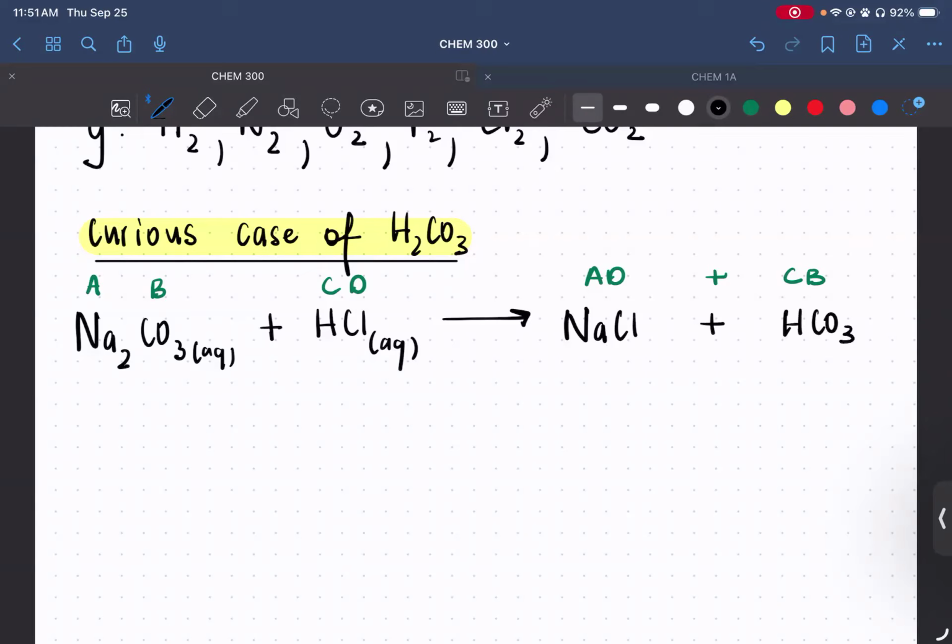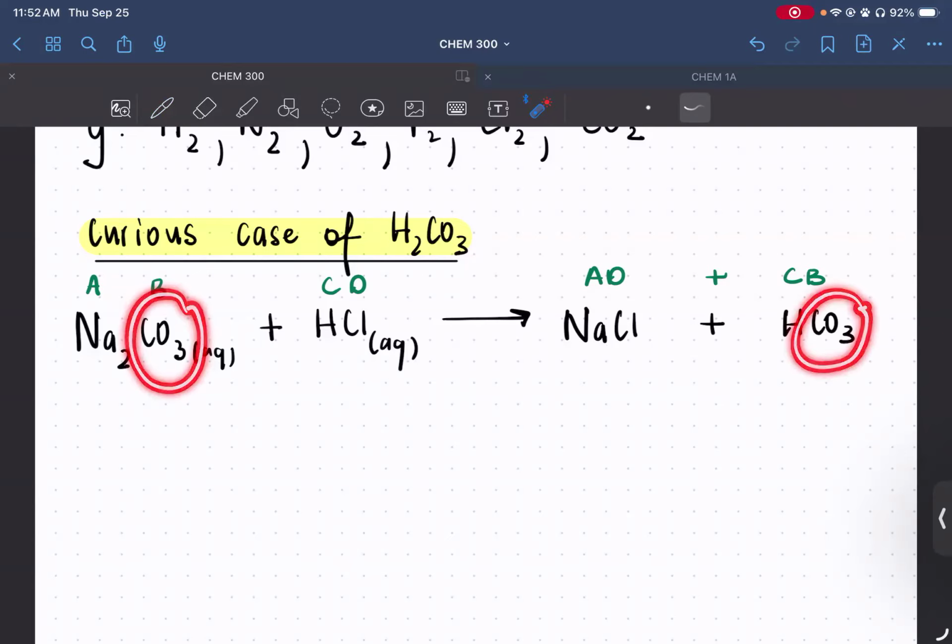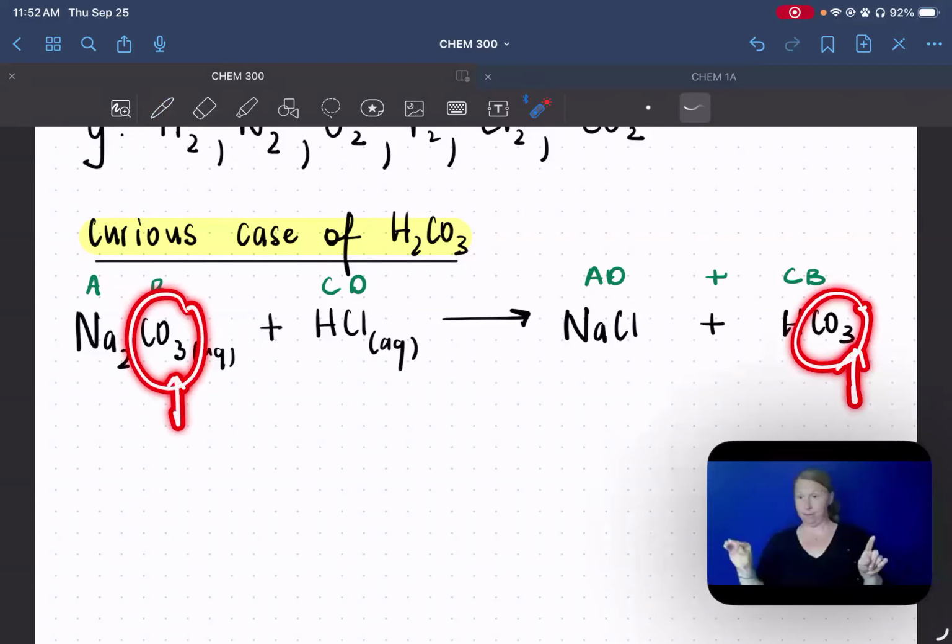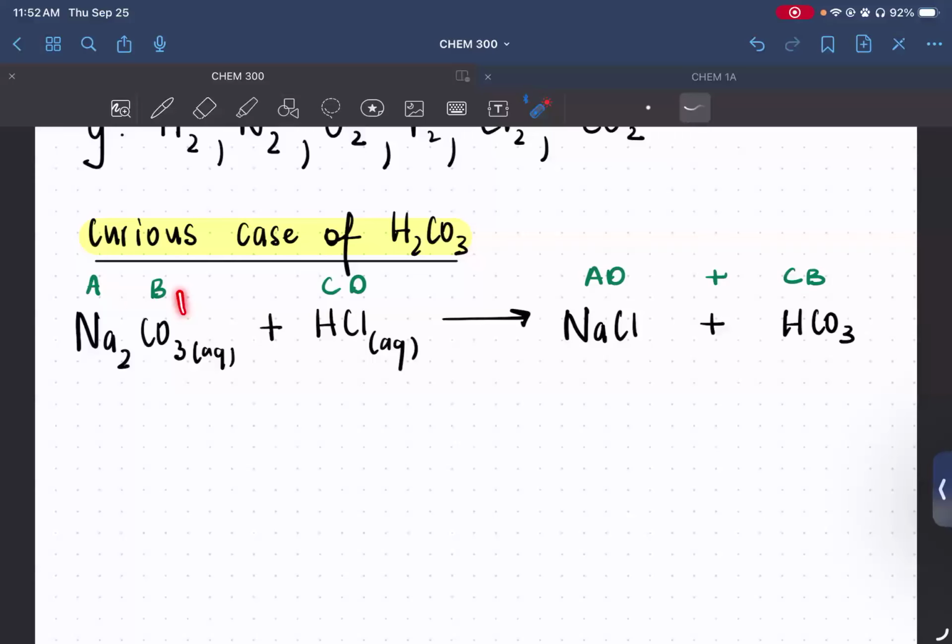All I have done is matched ions. I have not started balancing. I have not started crisscross. Do note 2 important things. The CO3 gets carried over. That number 3 does remain the same because it's a polyatomic ion. It moves as an entire unit. The 2 in sodium does not automatically carry over because sodium is not a polyatomic ion.